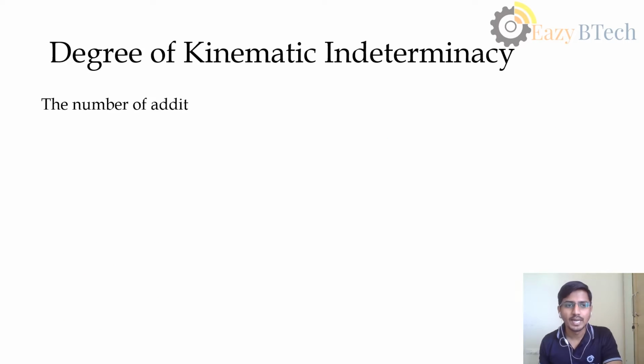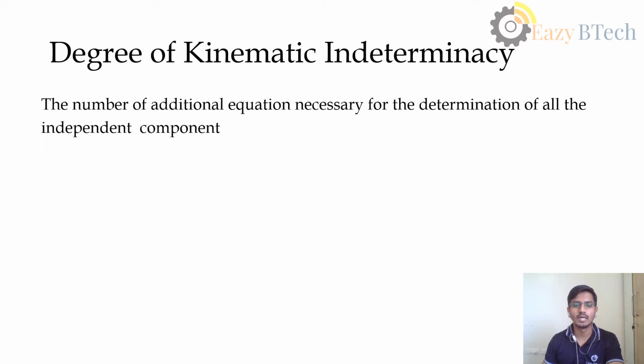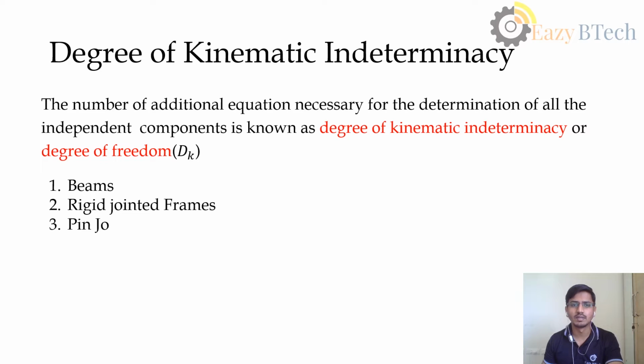Now we can define the degree of kinematic indeterminacy as the number of additional equations necessary for the determination of all the independent components. As I said, here, instead of finding reactions initially, we will try to find the displacements. From the displacements, we will find the member forces. Okay. Now we'll see how to find the degree of kinematic indeterminacy for beams, rigid jointed frames, and pin jointed frames, that is trusses.